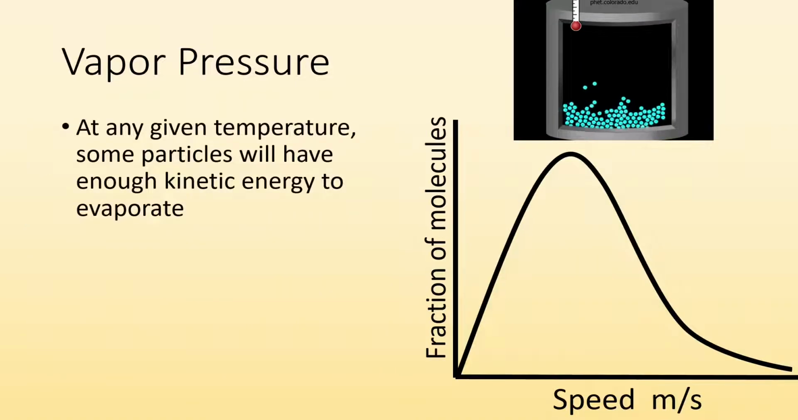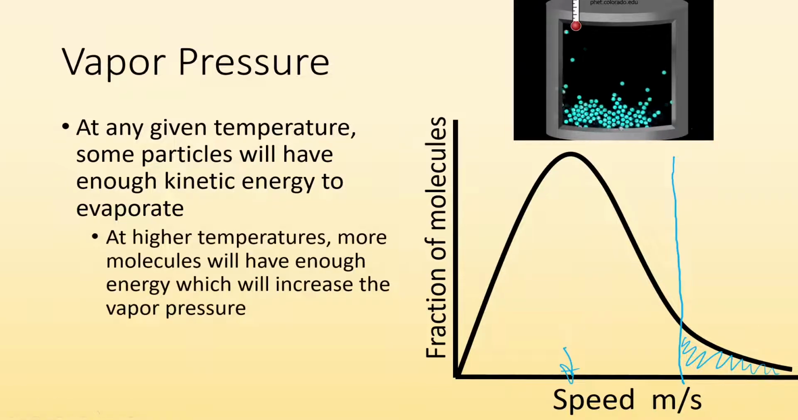At any given temperature, some particles will have enough kinetic energy to evaporate. Here we have a chart showing the fraction of molecules and their speed or their kinetic energy. Let's say that right at this temperature, that's what you need to vaporize. Well, right now, all of these particles are able to evaporate. At higher temperatures, more molecules will have enough energy, which will increase the vapor pressure.